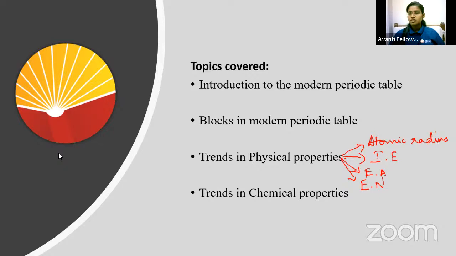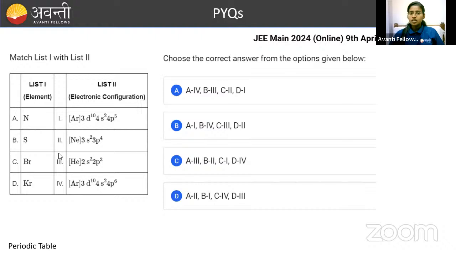Yes. Okay. The first question for today's session is you have to match list 1 with list 2. This is a question from JEE Mains 2024. In list 1, we have the elements, and in list 2, we have the electronic configuration of the element. Such an easy question, right? You just need to know the atomic number and the outer electronic configuration of each group. If you know these two things, you can find the answer quickly.